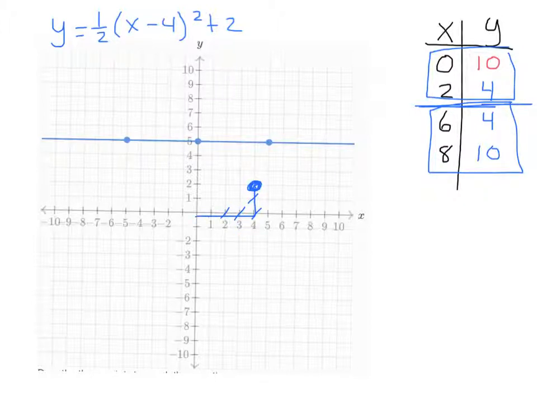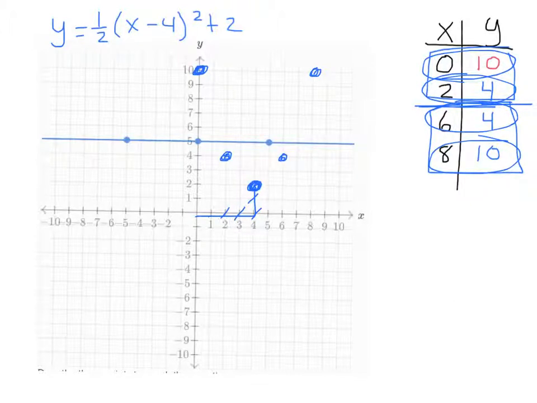And then I need to graph these 4 points: (0, 10), (2, 4), (6, 4), and (8, 10). So (0, 10) is left, right, 0, and up 10 right here. (2, 4) is right here. (6, 4) is over 6 and up 4. And (8, 10) is over 8 and up 10.